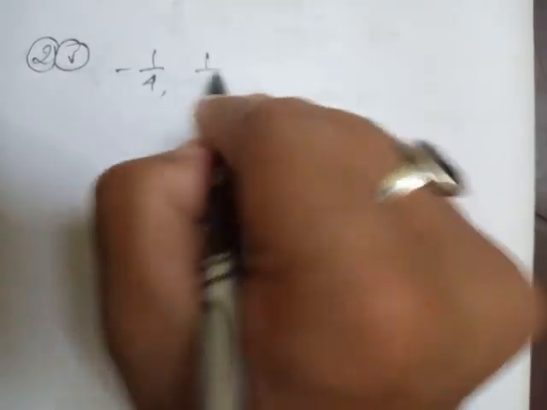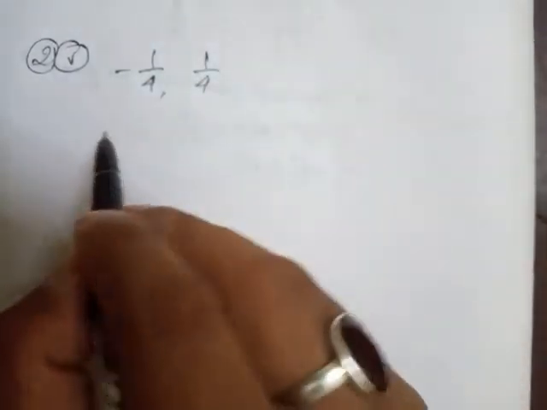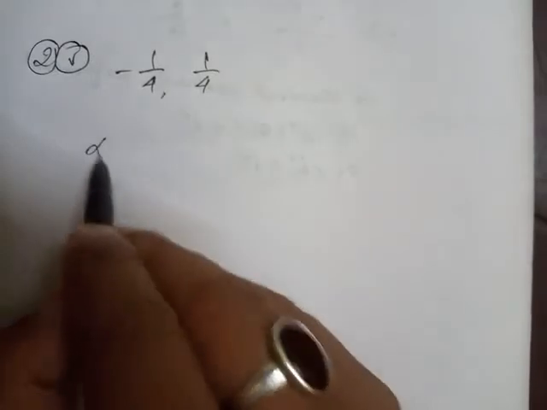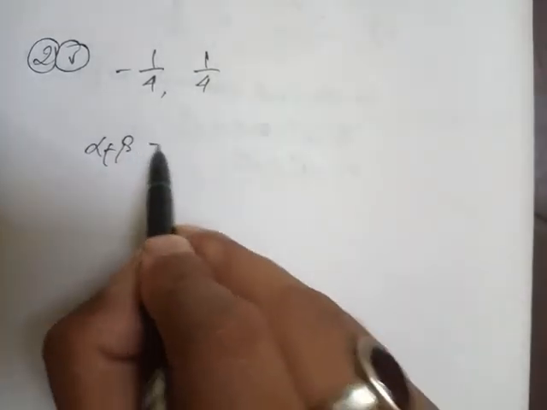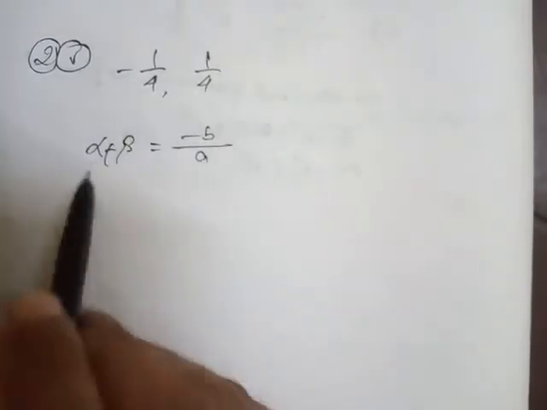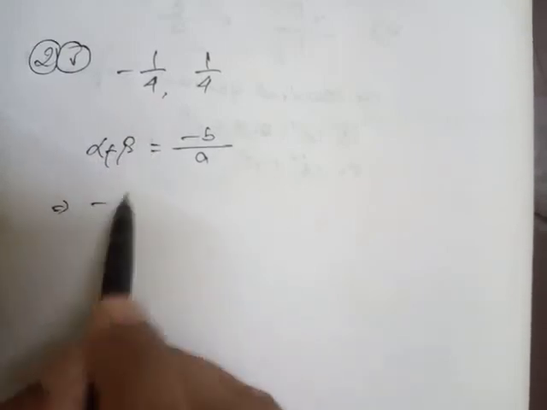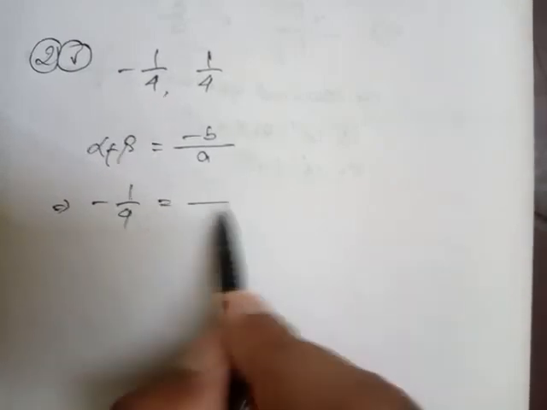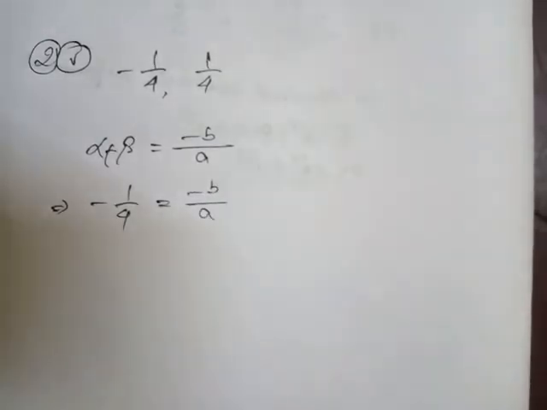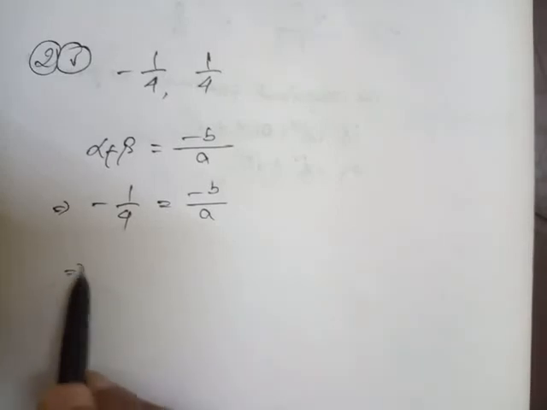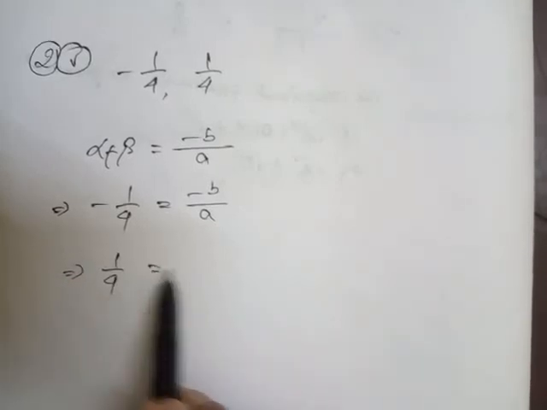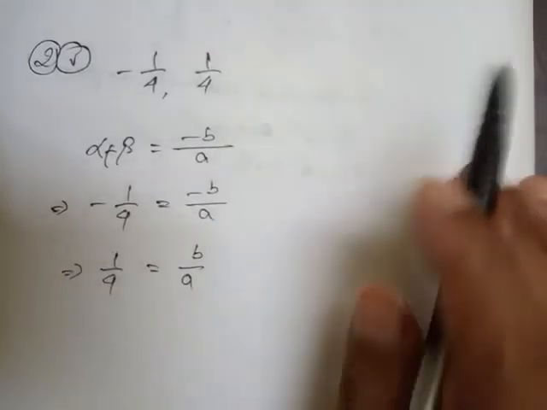The given zeros, the sum of the zeros is minus 1 by 4 and the product is 1 by 4. Now I am writing here simply alpha plus beta. Alpha plus beta is minus b by a, which means the sum of the zeros equals minus b by a. So this value is given here, 1 by 4, and there is minus b by a. Now in the next step, minus minus cancels, so 1 by 4 equals b by a, first one.